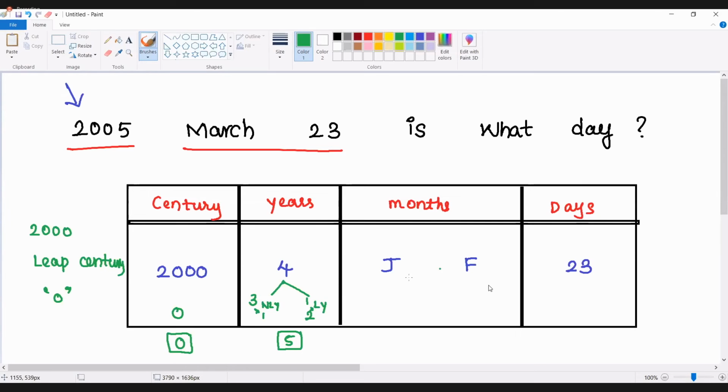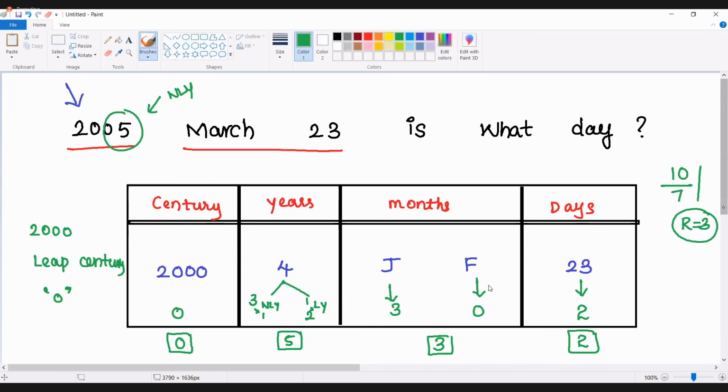So you can just observe, January will have 31 days, so the number of odd days is 3. February will be 0 because this is 2005, a non-leap year. There are 23 days, which means 2 odd days. Overall, the number of odd days from here to here will be 5 plus 3 plus 2, so 10 odd days. 10 divided by 7, what is the remainder? The remainder is going to be 3.